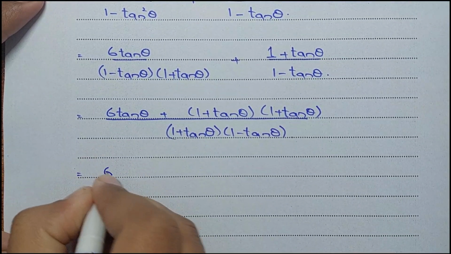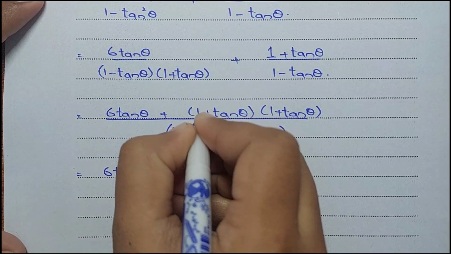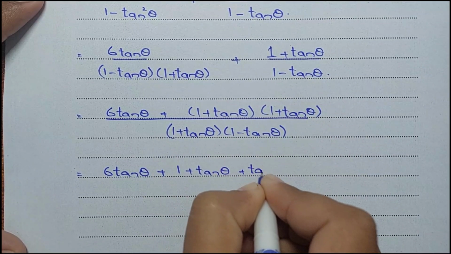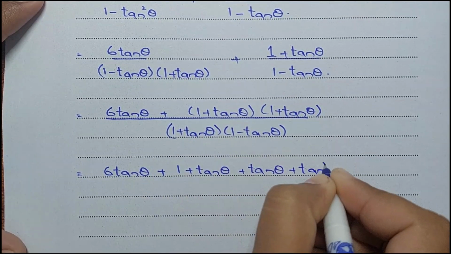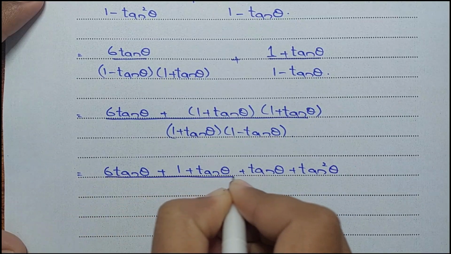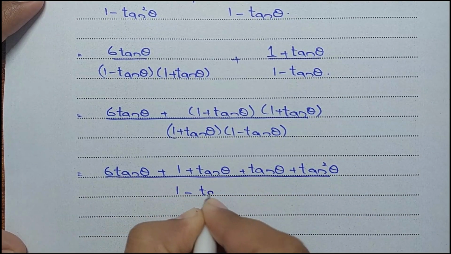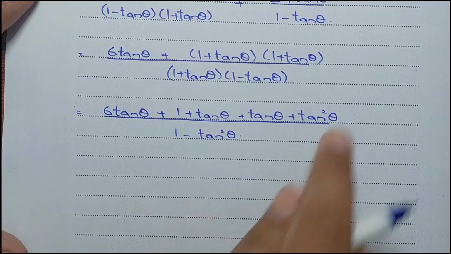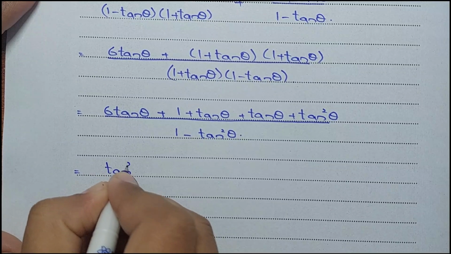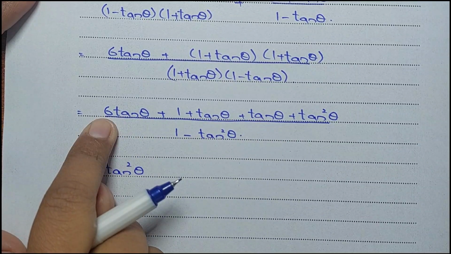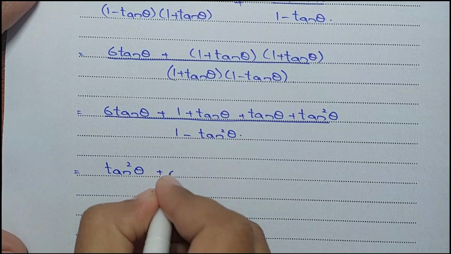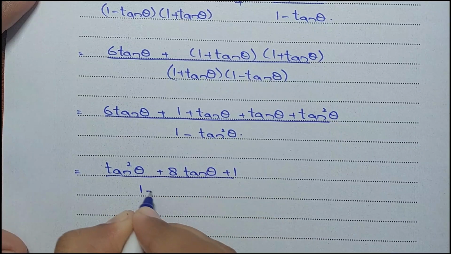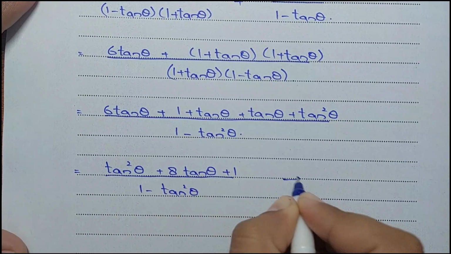Okay, so here we have 6 tan theta plus distribute the 1 plus tan theta, distribute tan theta. This is tan theta plus tan square theta. Divided by 1 plus tan, 1 minus tan is 1 minus tan square theta. So we got the denominator 1 minus tan square theta. Now this is tan square theta. 1, 2, and 3 terms are in tan theta, 6, 7, 8. So this is 8 tan theta and plus 1 divided by 1 minus tan square theta. This is your right hand side. It is proved.